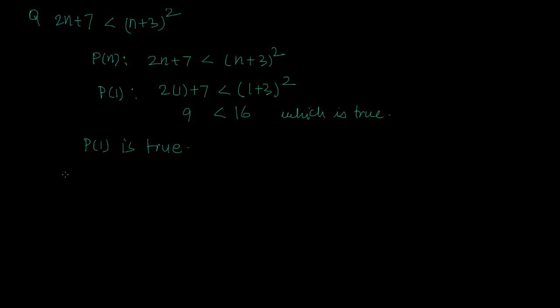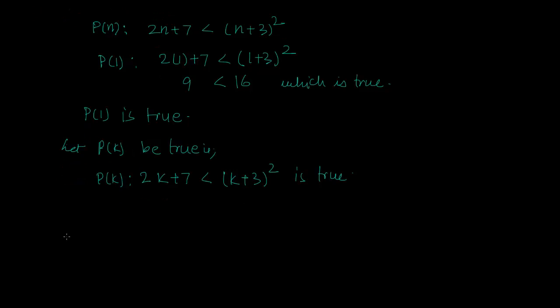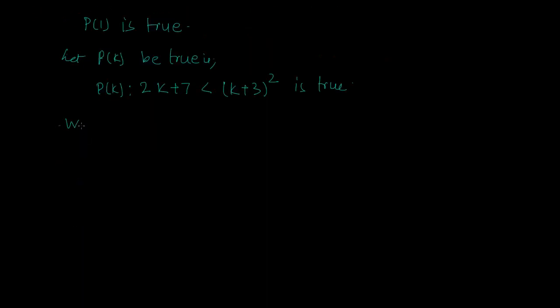Now we move ahead. Let P(k) be true. So that is, the statement P(k), with LHS 2k plus 7 less than (k plus 3) whole square, is true. When we again write it, we have to prove that P(k plus 1) is true.